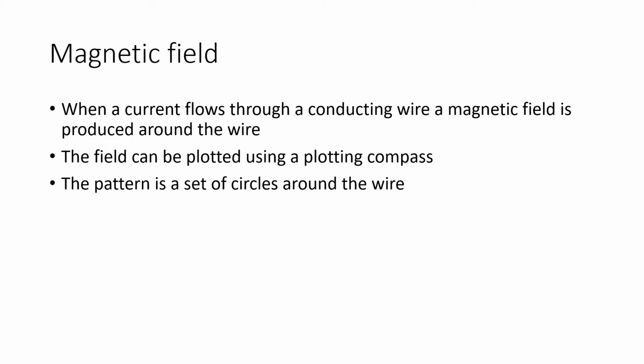When talking about magnetic fields, we're talking about the area around a magnet in which it'll exert a magnetic force. In terms of current flowing through a wire, well, if we have current traveling through a wire, there is a magnetic field around that wire. And if we use plotting compasses, we can actually draw those magnetic field lines. And when you draw them, you'll find that there's actually a pattern of circles around the wire.